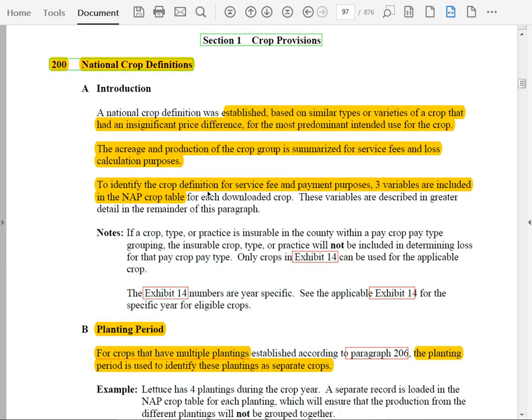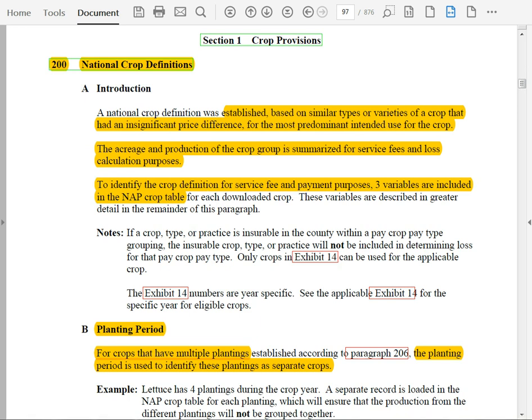When a producer signs up for NAP, they're purchasing coverage for specific crops. Some crops are very similar to one another in terms of the ways that they are grown, marketed, priced, etc. This is where the national crop definitions come into play. They are established based on similar types or varieties of a crop that have an insignificant price difference for the most predominant intended use of the crop. The acreage and production of the crop is summarized for service fee and loss calculation purposes.